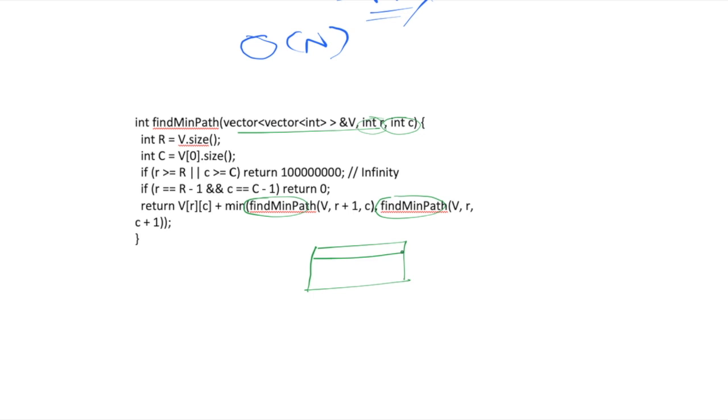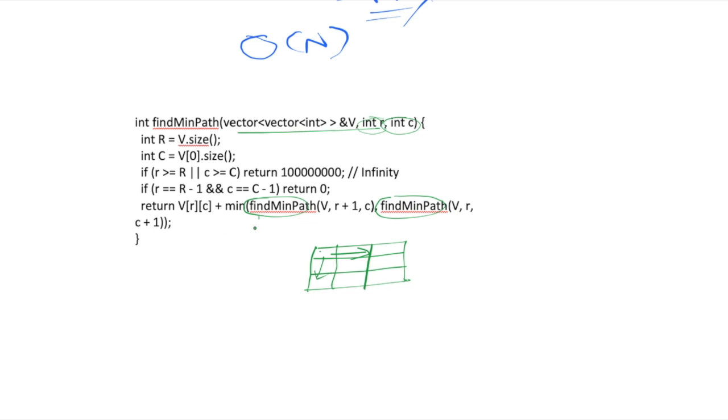When we have a 2D grid, something like this, from start to end, we want to find the path. Here they are making two calls, one to the right and one to the, it seems, down.